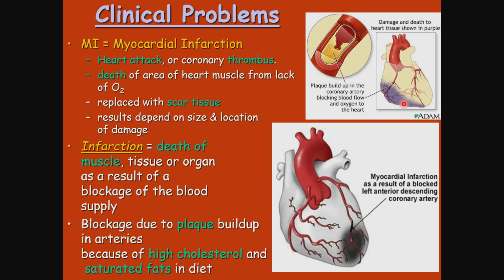So you can have massive heart attacks and the person dies. Or if it's just a little part, they'll have a minor heart attack and hopefully take care of that and fix it before it becomes worse. Infarction literally means death of muscle, tissue, or organ as a result of the blockage of blood supply to that tissue. And the blockage is usually due to plaque buildup in the arteries because of high cholesterol or really high saturated fats in your diet. Those are all things that you can take care of.